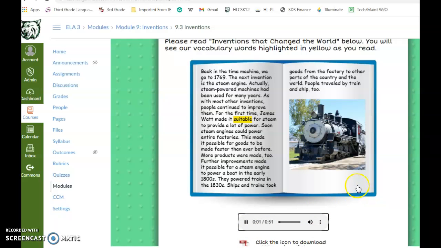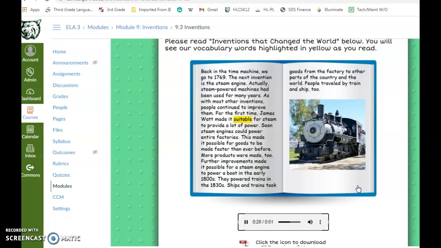Back in the time machine, we go to 1769. The next invention is the steam engine. Actually, steam-powered machines had been used for many years. As with most other inventions, people continued to improve them. For the first time, James Watt made it suitable for steam to provide a lot of power. Soon, steam engines could power entire factories.